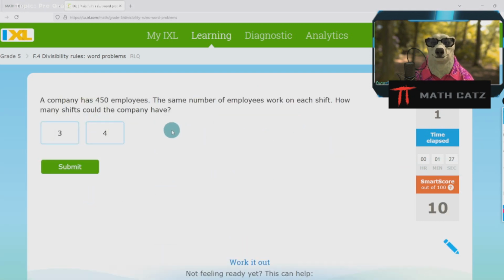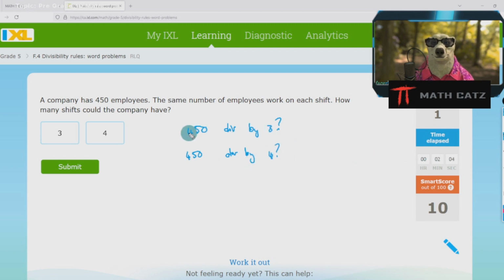A company has 450 employees. The same number of employees work on each shift. So the shifts are sort of groups of people. How many shifts could the company have? So again, I'm making groups of these possibilities. 450. I'm not actually checking how many people are in a shift. I'm just seeing if it's possible. Is it divisible by 3? Is it divisible by 4?